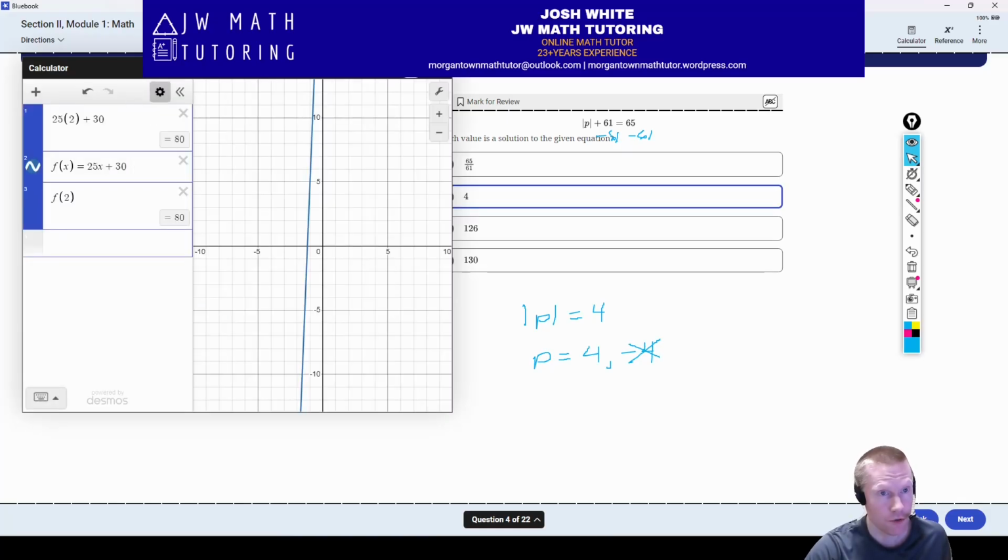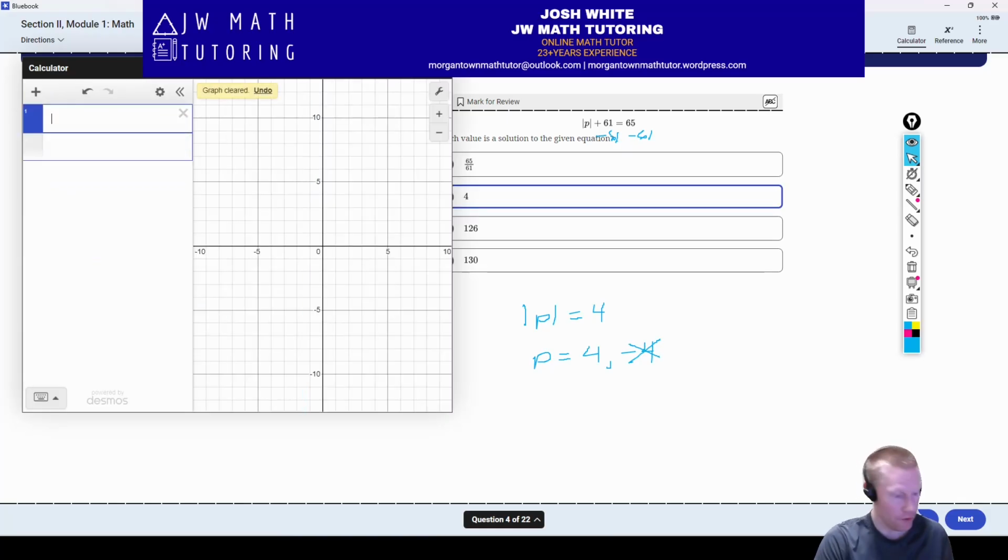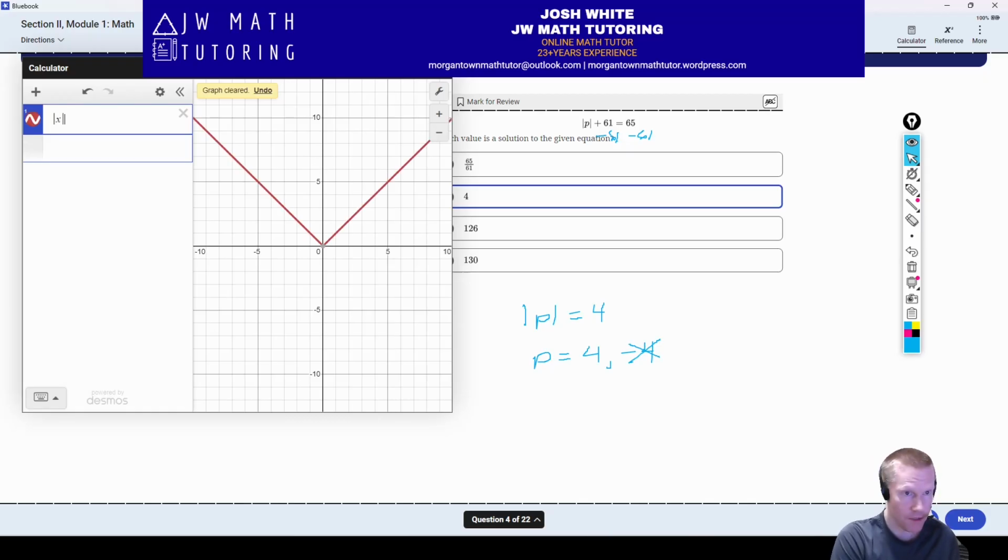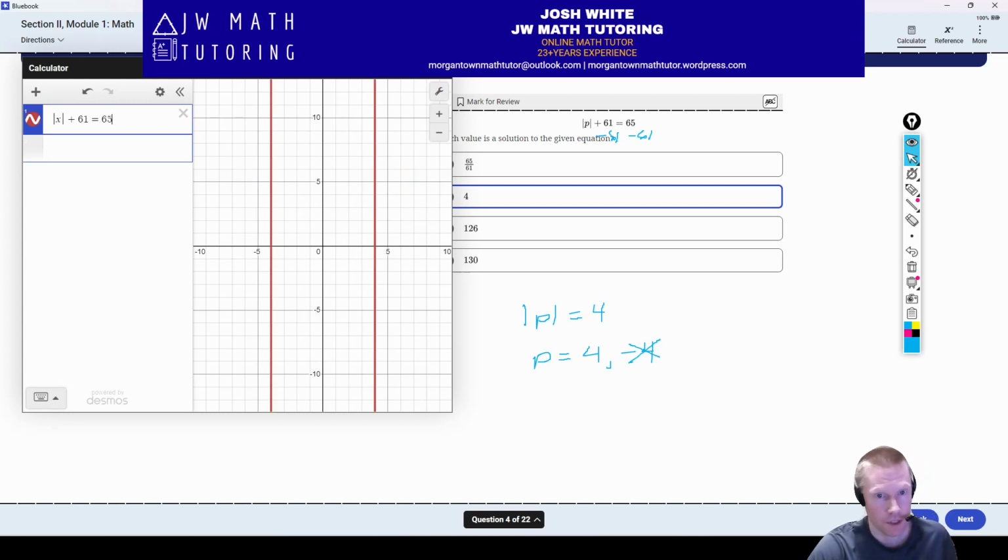But of course, you could just go to Desmos and do this entire thing in Desmos. If you wanted to, you could just type this out. Now you have to change it to x, of course, in one place, and you can see the vertical lines at 4 and negative 4.